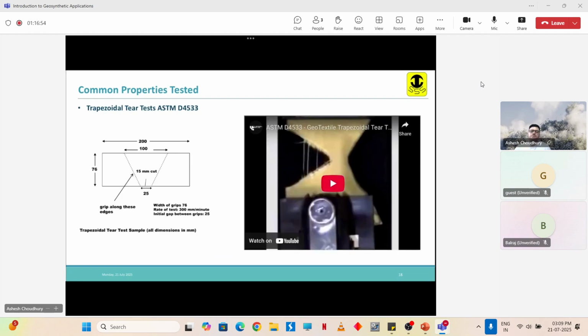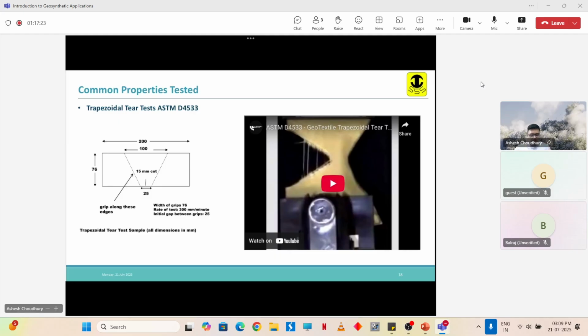Now, as I said, there are certain tests to determine the tear resistance and all those things. Tear resistance of a geotextile, whether it is going to tear easily. We do not want that. We do not want the geotextile to get damaged easily. So this is one of the tests, known as the trapezoidal tear test. From there we can also measure the tensile strength of the geotextile.